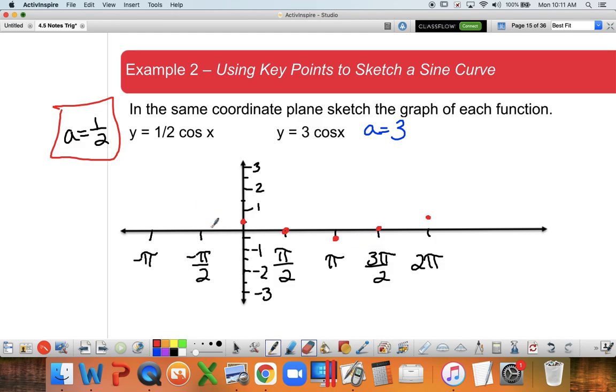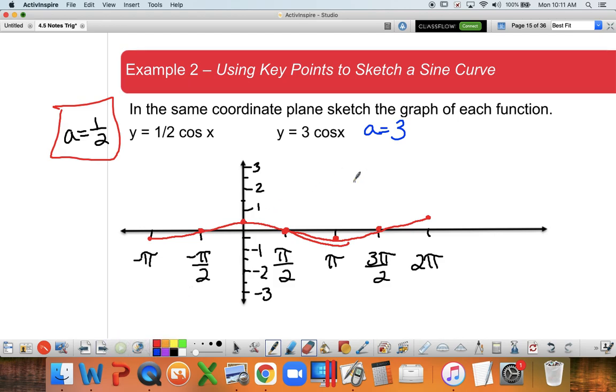And then let's make sure we graph the rest of these down here. Here we go. So go ahead and draw that. Kind of looks like a bit of a straight line. There we go. Okay, so there's our first cosine curve.